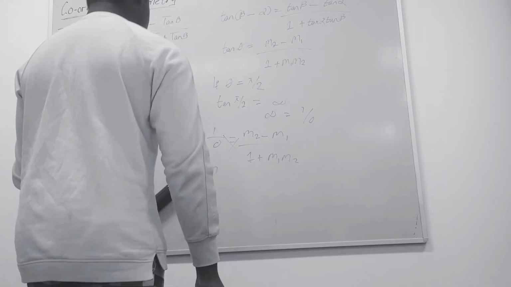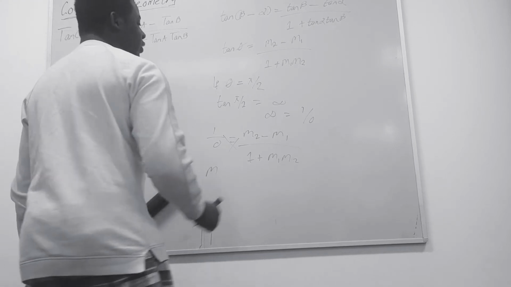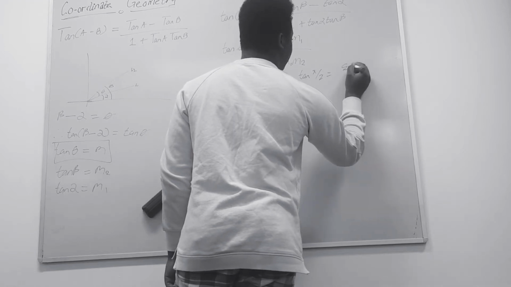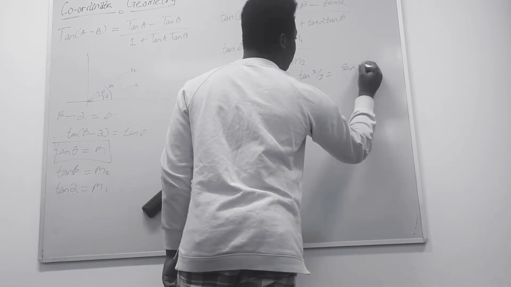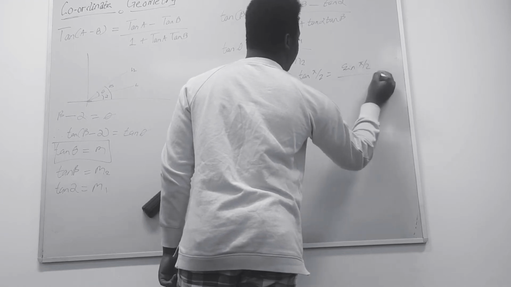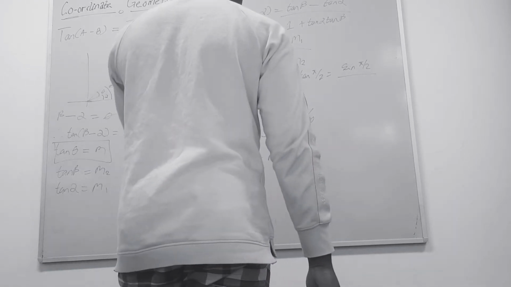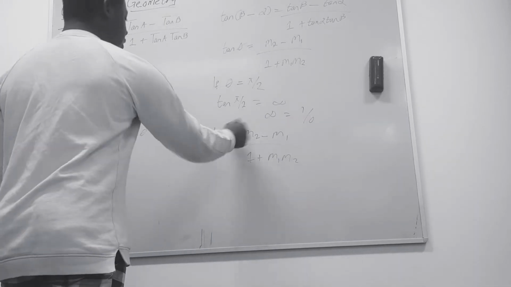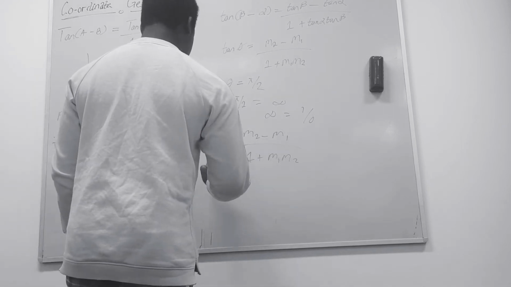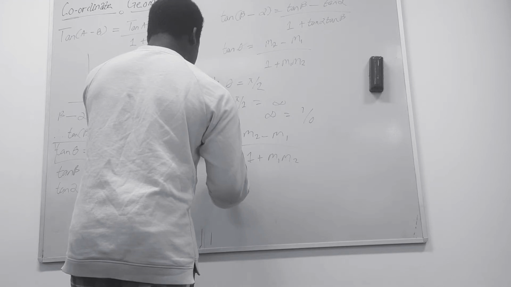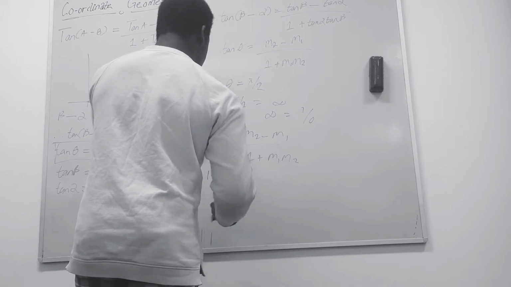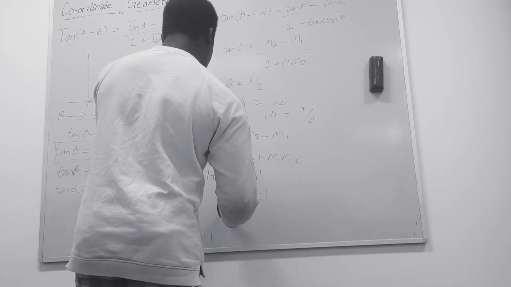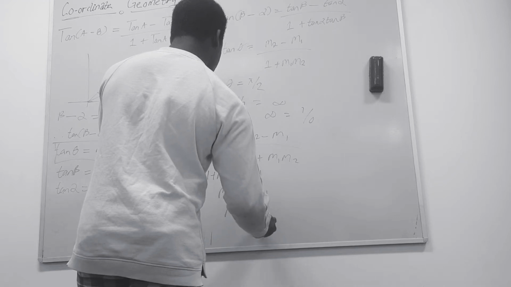Wait, give me a second. I made a mistake. Tan of pi over 2 is equal to sine pi over 2 divided by, oh no, there's no mistake. There is no mistake. So if I go on and cross multiply, this part becomes 0. So I have 1 plus m1 m2 is equal to 0, m1 m2 is equal to -1, m1 is equal to negative 1 divided by m2.